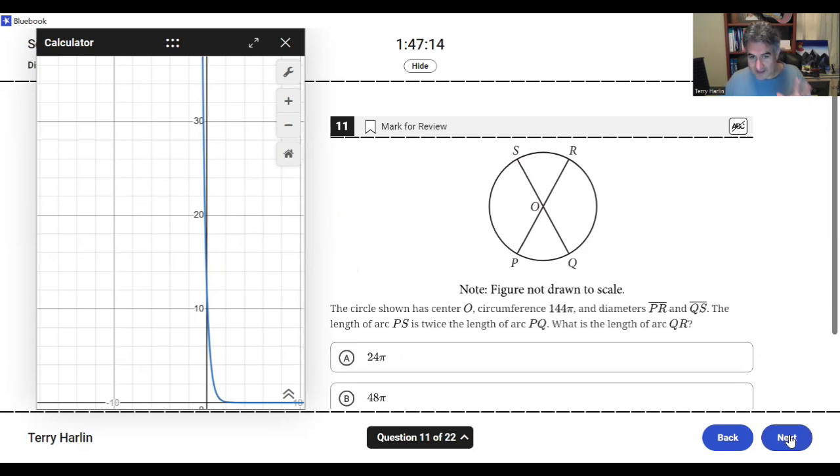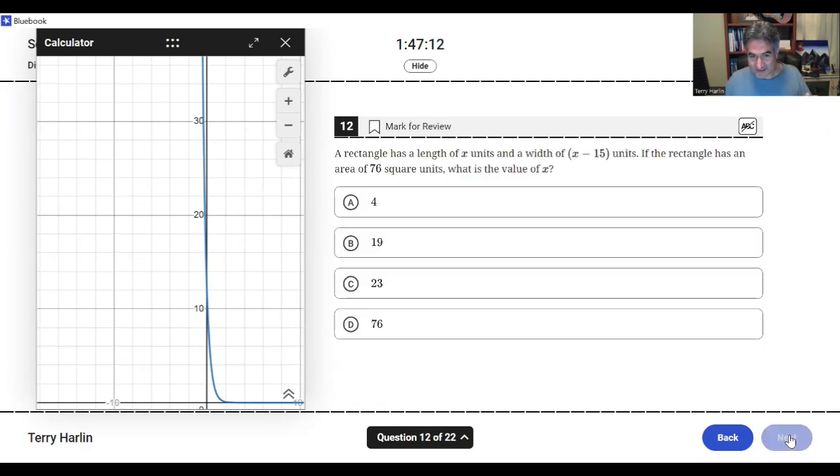And this calculator comes on the test. You can actually use it on the test. So let's go to number 14 here and see how we could use it. How many points do the graphs of these two equations intersect in the XY plane?